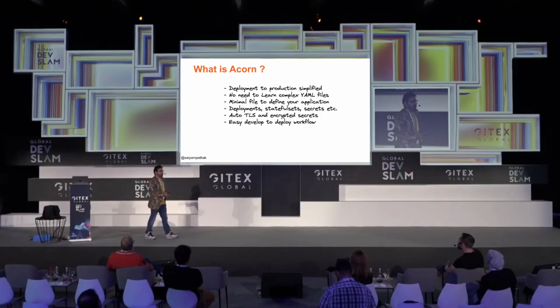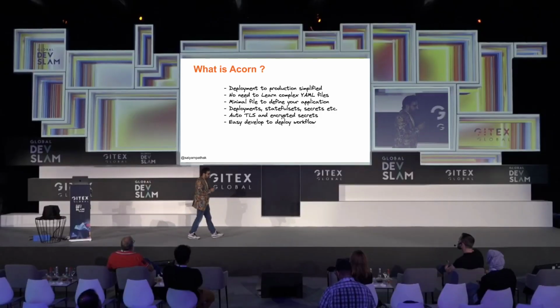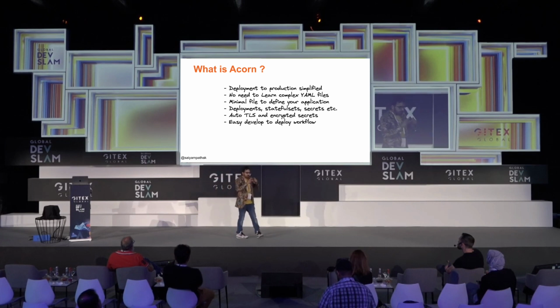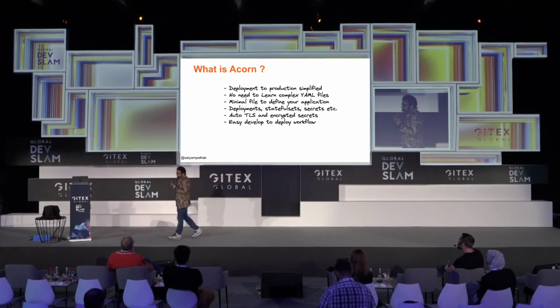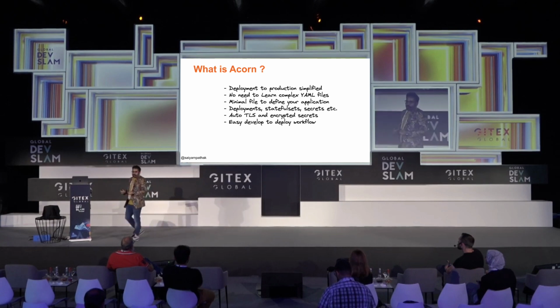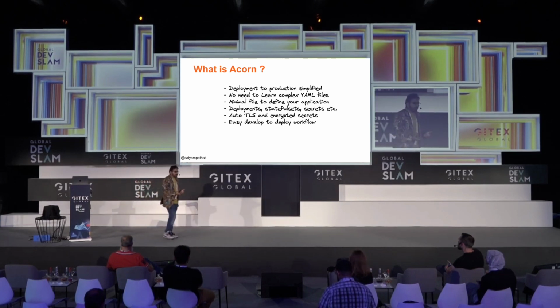So what is Econ? Deployment to production simplified, because there is a single file, the Econ file, that we'll be using with a minimal set of configurations that is required to deploy the application to Kubernetes. No need to learn complex YAML files. You don't need to understand how the YAML file will work, adding the annotations, secrets, config maps, volumes, all these concepts that itself is a learning curve when you're learning Kubernetes. Then a minimal file to define the application.